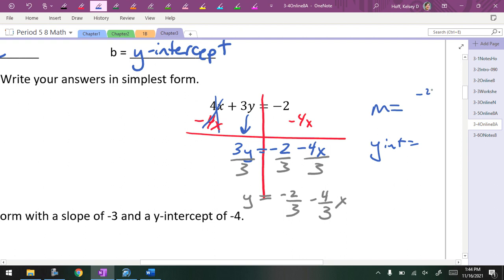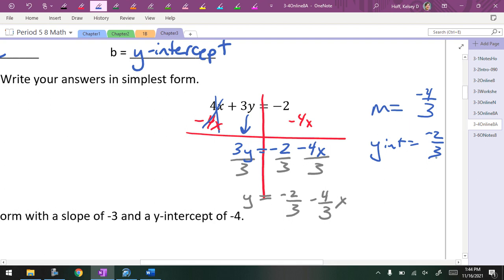The slope is -4/3 because it's the number in front of x. The number multiplied with x. And your y-intercept is -2/3. The number that is not multiplied by any variable. So as long as you have y by itself, it's super easy to just pull out that information.